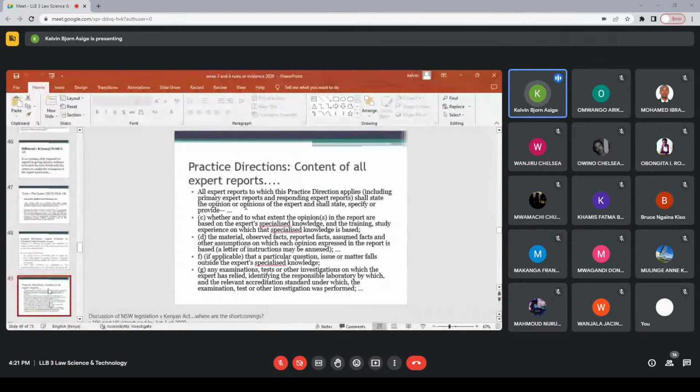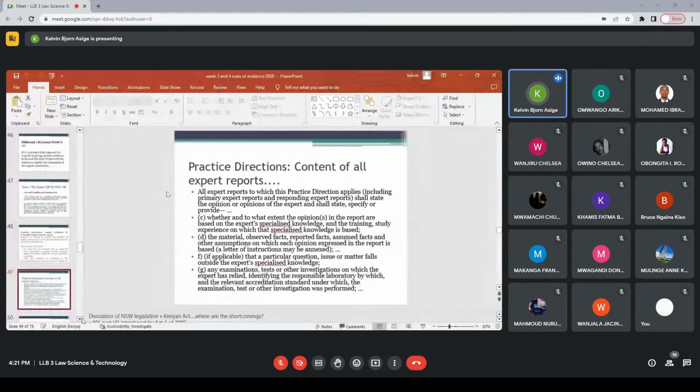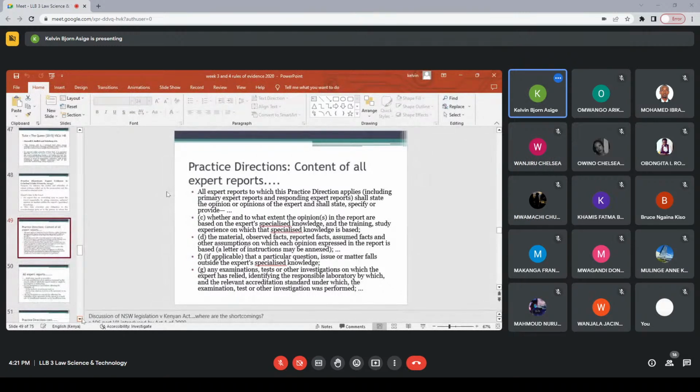So in those practice directions, we've got the overriding duty, okay, that part. So with these practice directions, all experts' reports shall state the opinion of the expert and shall specify or provide, and there's a long list of these, but what I'm focusing on is these that I've put on the slide. Please go and read these practice directions at your leisure and be aware of them, because I want you to have this in mind when you're thinking about our own legislation and our own jurisdiction and how we deal with expert opinion, expert reports and expert evidence.